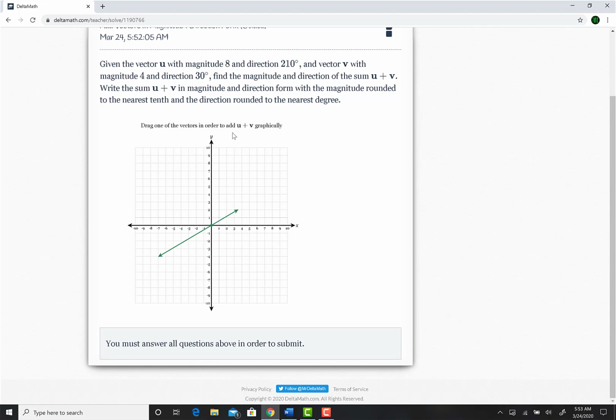It says drag one of the vectors in order to add U plus V. So as you can see, U and V, guys, are opposite of each other. Here's U at 4. Here's V at 210 degrees. So you can already see when you add them, you're going to be in quadrant 3 because vector V is way larger than vector U. And look, it just forms a straight line here. So I'm going to add them. I'm going to put that tail where that head is right there. And the difference from the origin to here, that's your resultant vector.